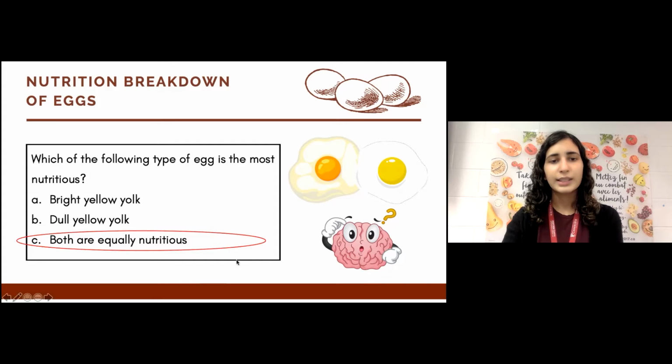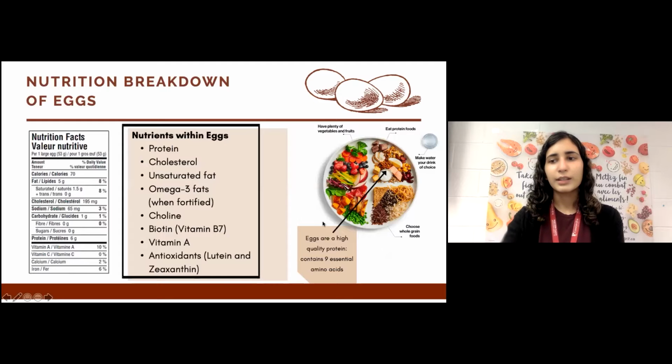And the answer again is that they are both equally nutritious, as the color of the yolk only corresponds to the feed that was given to the hen and not the nutrition. Okay, so eggs are highly nutritious, as they contain many nutrients, including protein, cholesterol, unsaturated fat, possibly omega-3 fats when they're fortified, choline, biotin or vitamin B7, vitamin A, and the antioxidants lutein and zeaxanthin.